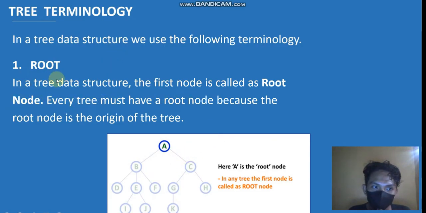The first terminology is the root. In a tree data structure, the first node is called the root node. Every tree must have a root node because the root node is the origin of the tree. So as I said earlier, each tree must begin with a first node, which is the root node. As you can see, A is the root node of the whole tree. In any tree, the first node is called the root node.